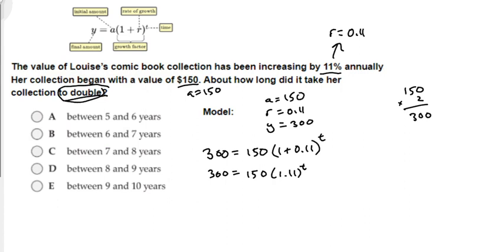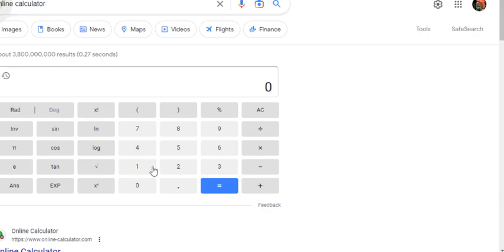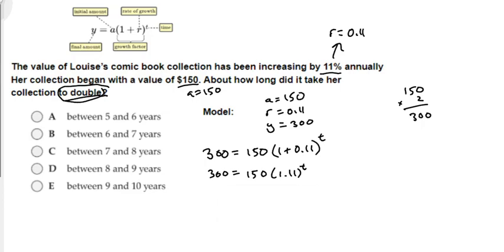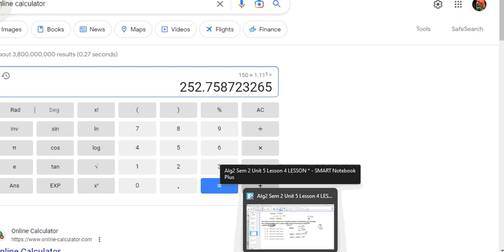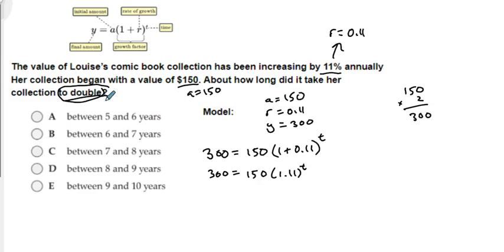So it's going to be 150 times 1.11, and the first option they gave us was between 5 and 6 years. So we're going to raise this to the 5th power and see what we get. That gives me $252. So that is too low, because we want to be at 300.